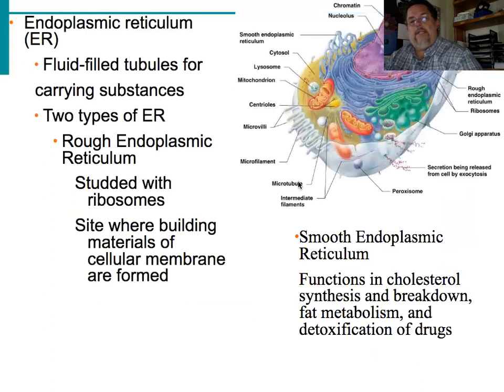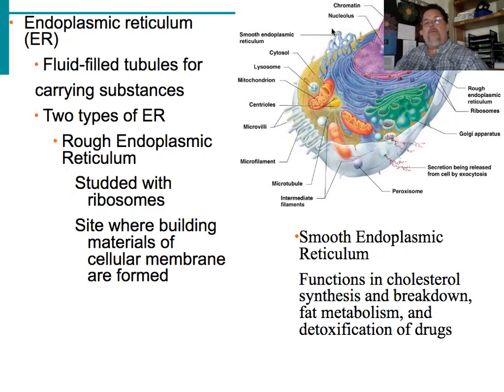Now let's talk about the endoplasmic reticulum. Here's how you actually spell it. Here's the endoplasmic reticulum. There's two different types. I've already told you about the rough endoplasmic reticulum. Remember what its job is and why it looks rough? Because it has ribosomes. And those ribosomes are important for making proteins. Now, what about the smooth endoplasmic reticulum?